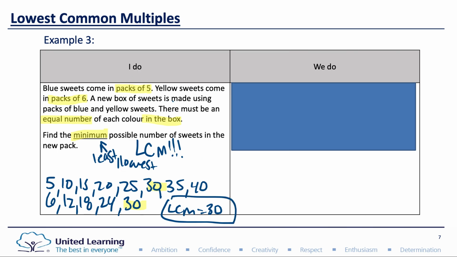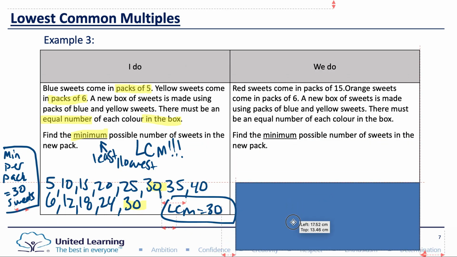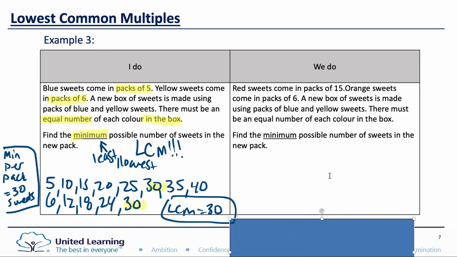A new box of sweets is made using, there must be an equal number. Okay, so it looks like find the minimum possible number. So the minimum per pack equals 30 sweets. Cool. Can you please pause the video and attempt this question? When you think you have it, can you please go back to Firefly and select the correct answer on my multiple choice question? Good luck.